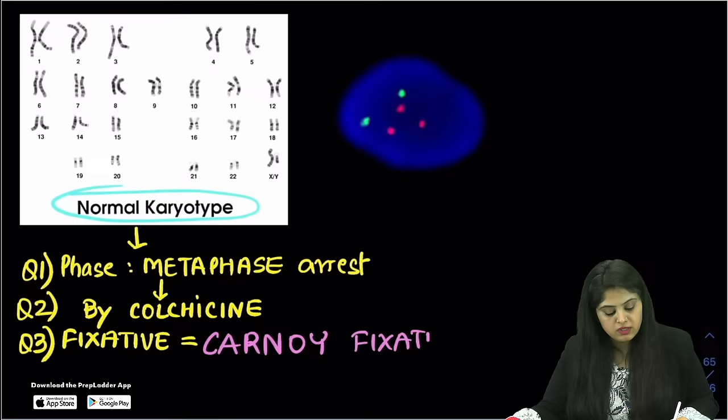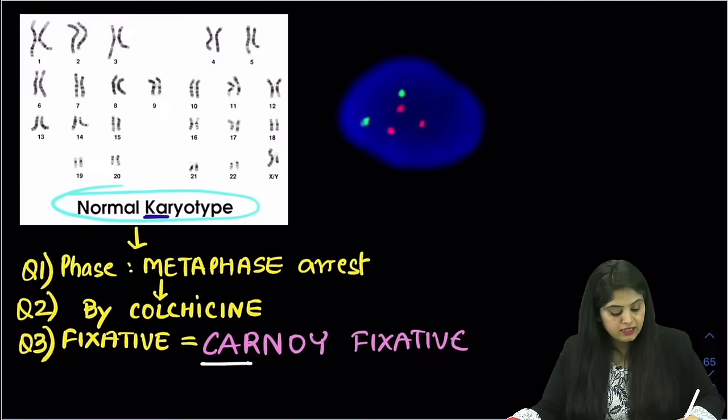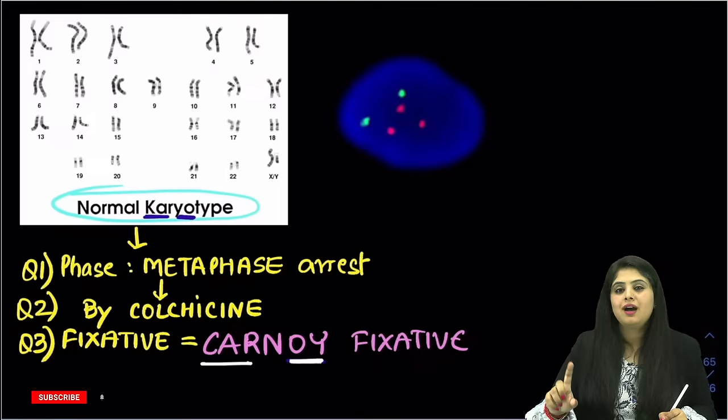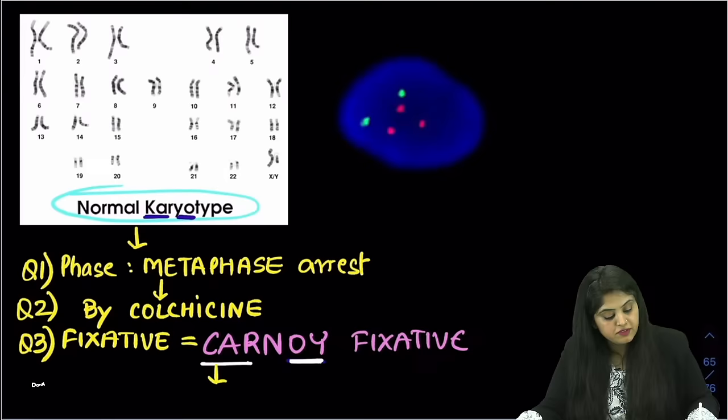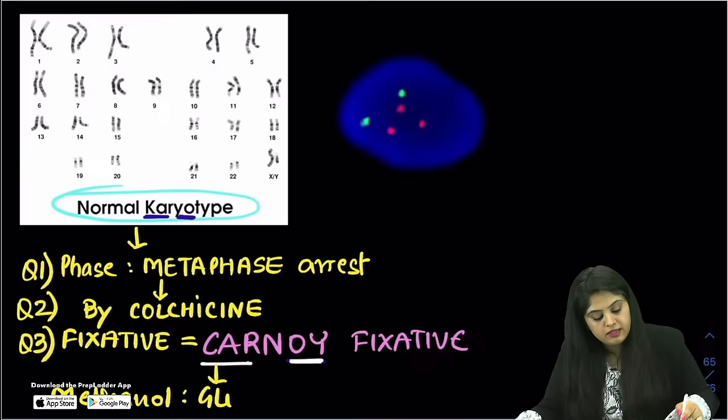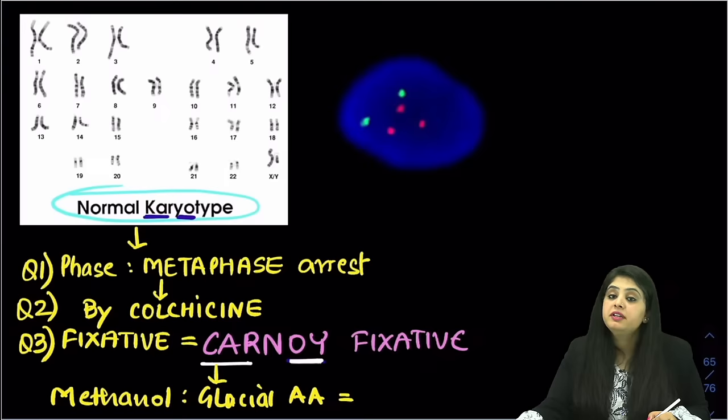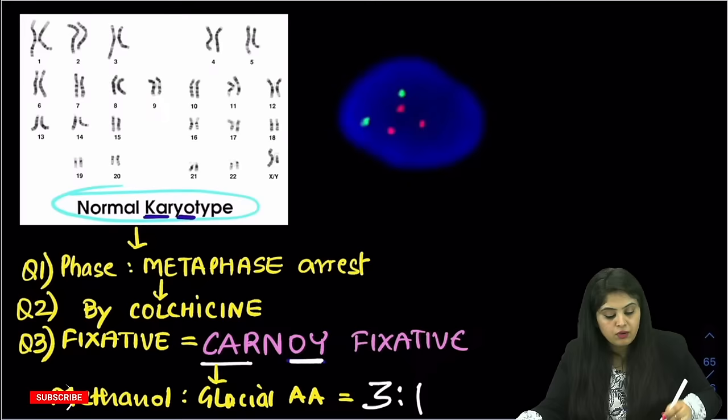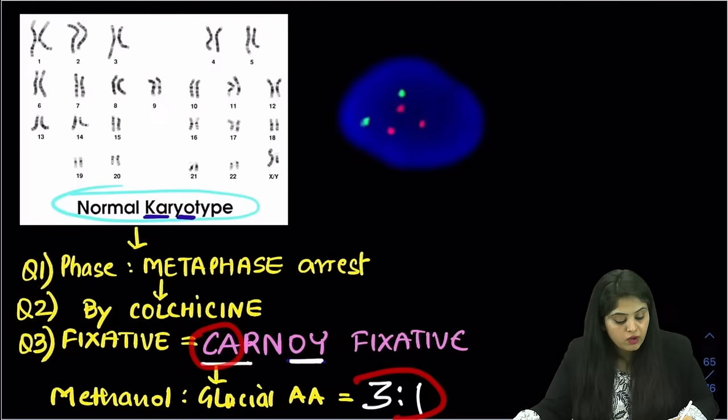How will you learn it? Car for car, obviously car, car, cario, and see, there is a 'yo' in it, so you have to make sure there's a 'yo' in the paper. It's Car-noy with a 'yo', not Car knees and so on. So Carnoy fixative. Carnoy fixative contains what? It contains methanol and glacial acetic acid, but that will be written in the paper. They will ask you the composition. Composition is 3:1, and you all know the mnemonic. How to learn 3:1? Carnoy: C is the third alphabet, A is the first alphabet. So Carnoy means 3:1, that is how you are going to learn this.